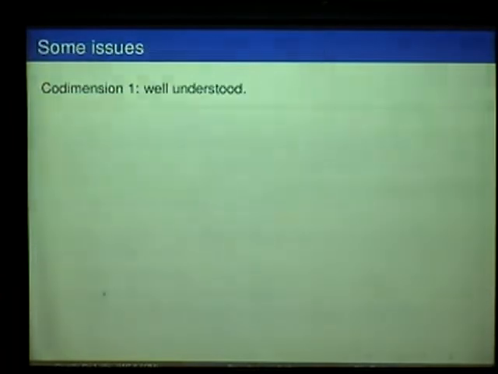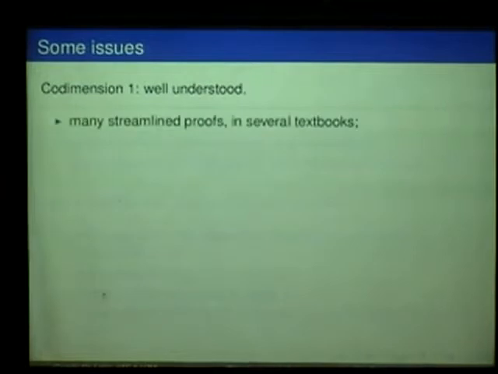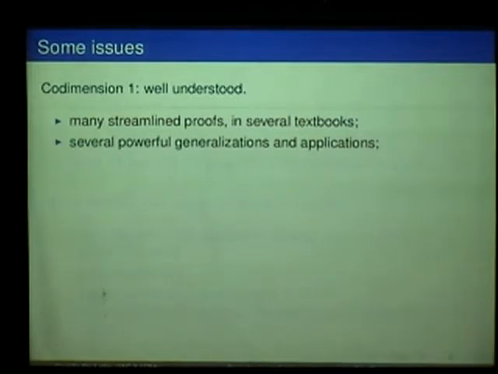Okay. So now, there are some issues actually, although the theory seems complete. Well, first of all, there is a big dichotomy between the codimension 1 situation and the higher codimension. So the codimension 1 is really well understood. I mean, if you look in the literature, there are many streamlined proofs in several textbooks. The proof of regularity has been generalized to several other situations.